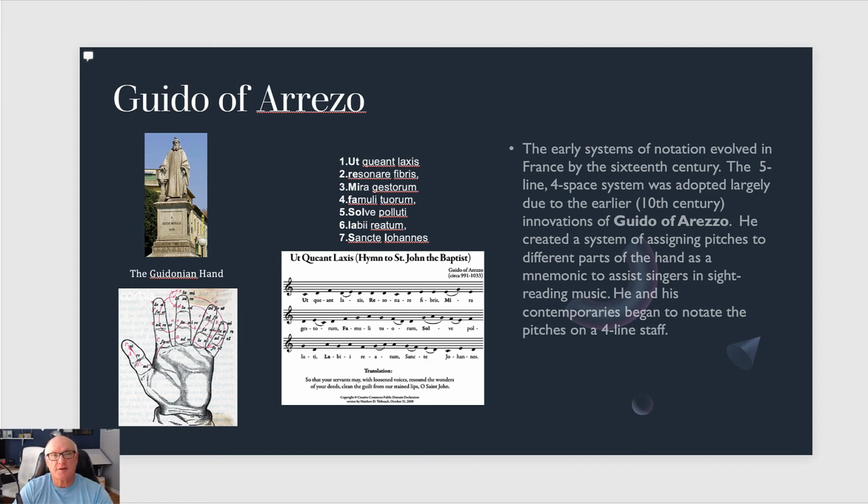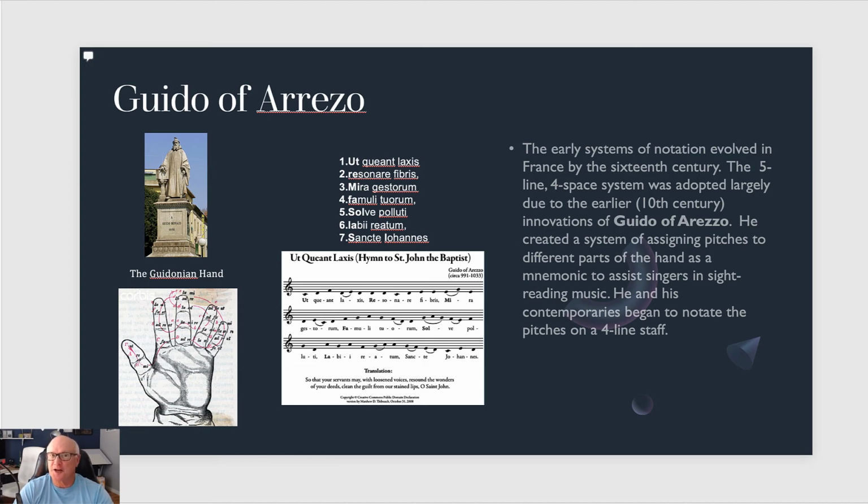He created a system of assigning pitches to different parts of the hand as a mnemonic device to assist singers. And we sing do, re, mi, fa, sol, la, ti, do. Originally it was ut, re, mi, fa, sol, la, which is really interesting. It had to do with this particular hymn, Ut Queant Laxis, to St. John the Baptist. So this is just a fantastic innovation. And guess what? There is the beginning of modern Western music.